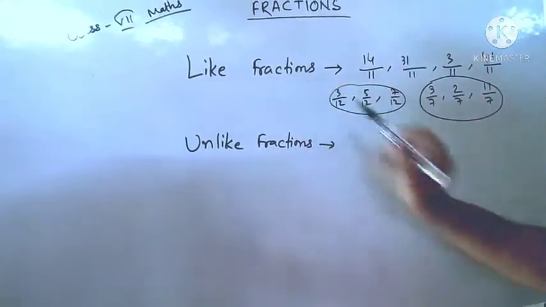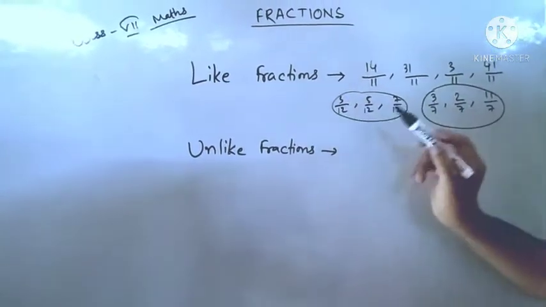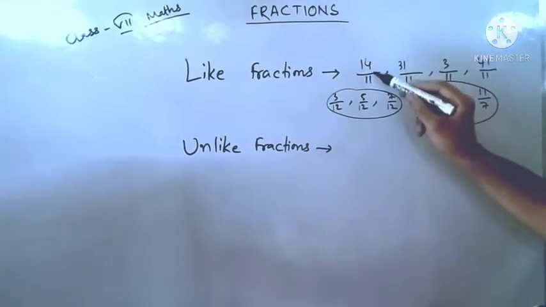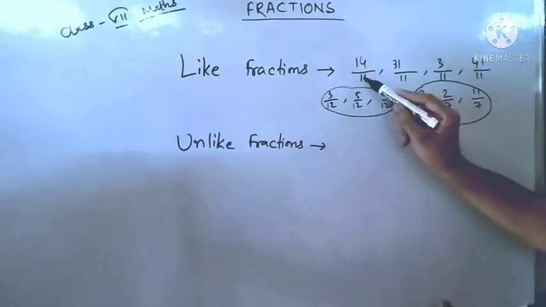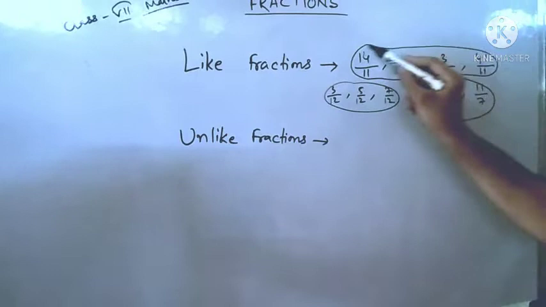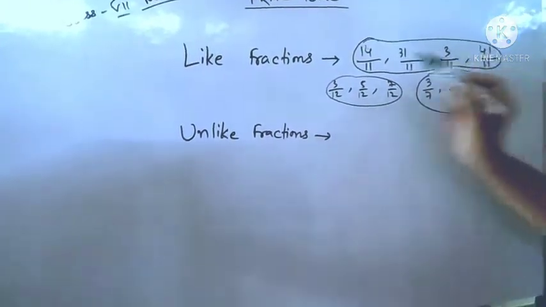Like fractions means the fractions which have the same denominator. That is, we take an example here: 14 by 11, 31 by 11, 3 by 11, 41 by 11. All the denominators are 11. That is, all the denominators are same. So these four fractions are like fractions.